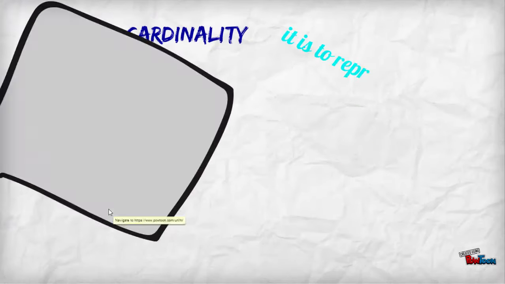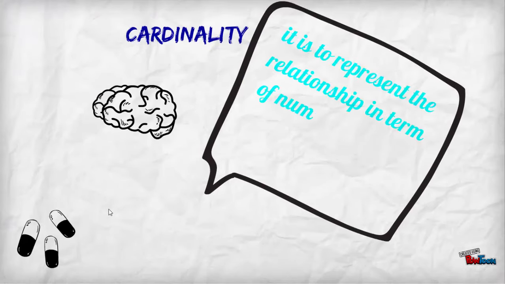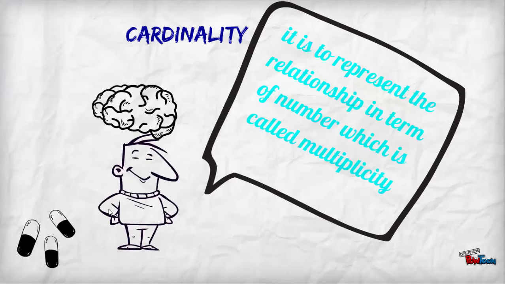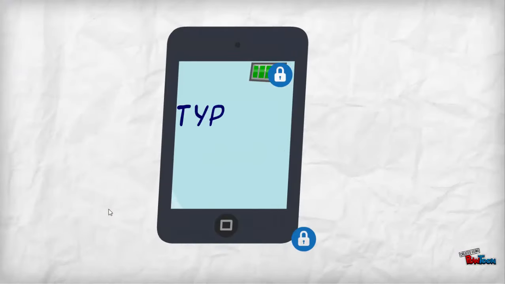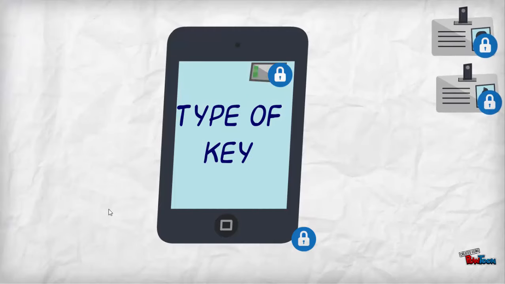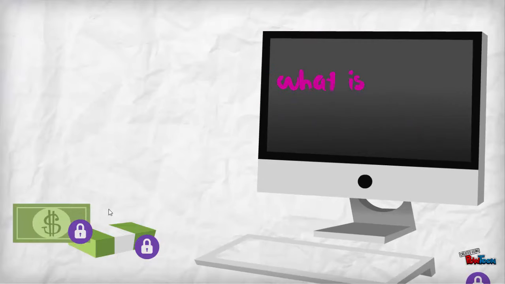Then is cardinality. Cardinality is to represent the relationship in terms of number, which is called multiplicity. In ERD, there are also several types of key. ERD has three types of key, of which the first is primary key.